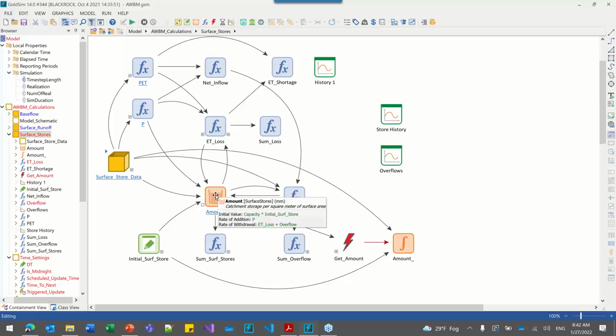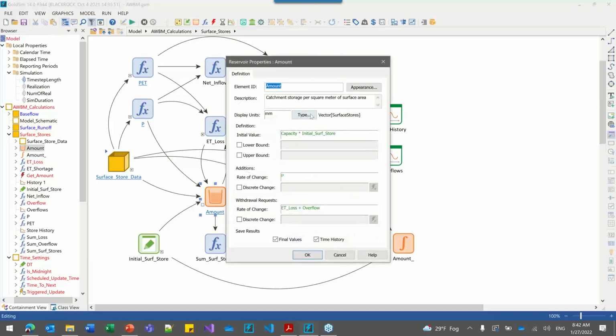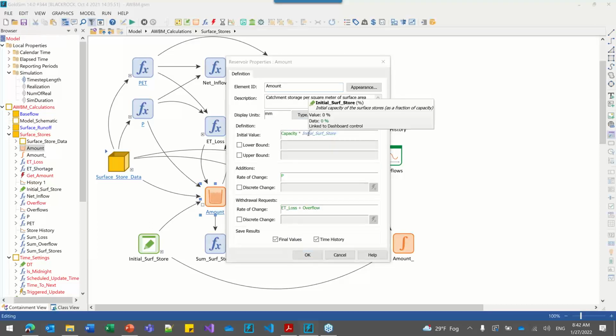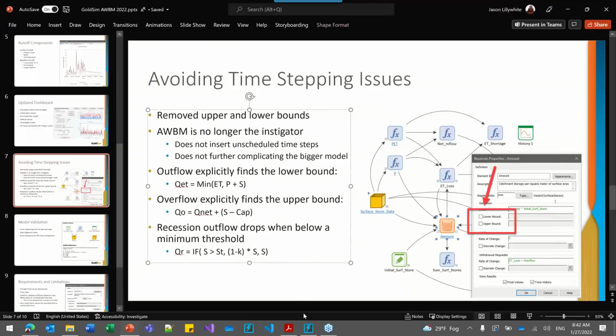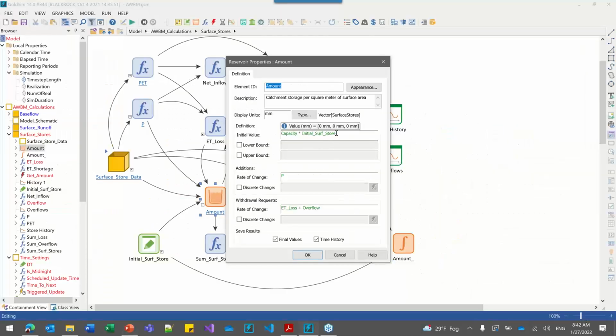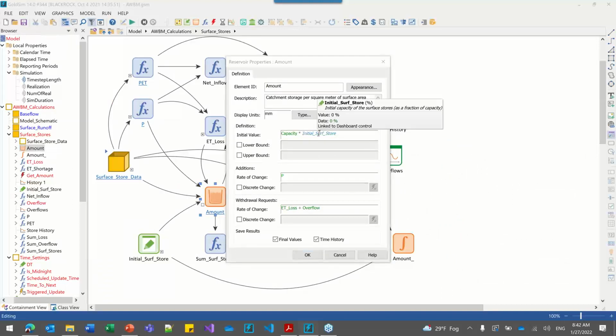This is the store, the amount in store, and this is a vector of surface stores. We have an initial value, which is the initial surface store value entered on the dashboard as a percent multiplied by the 3 capacities. So right now, we're saying that the initial surface store is 0% multiplied by the capacities. So if you said 50%, it would cut all these in half as the starting value.